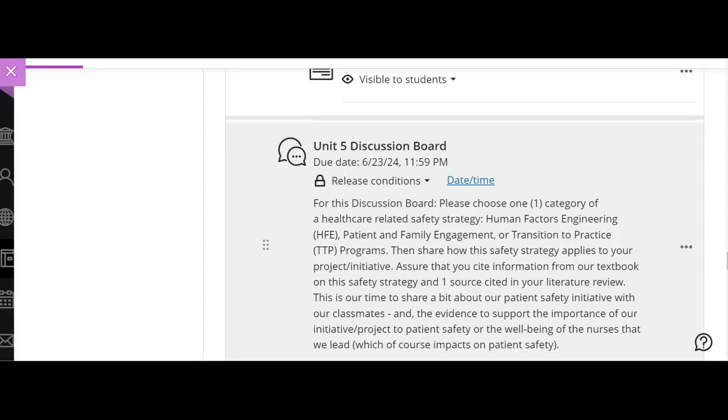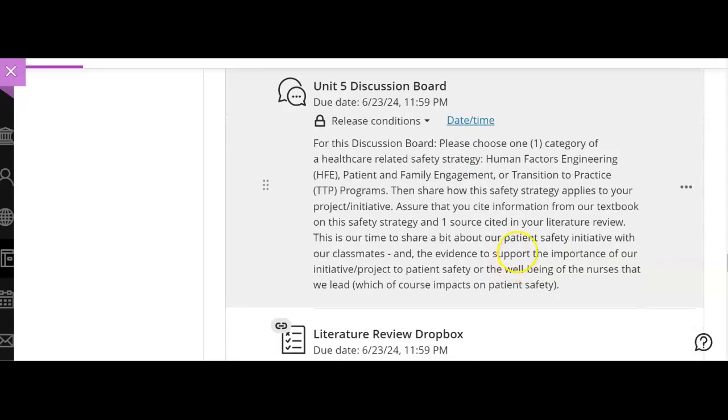But if you find that none of those three factors really applies to your program or your initiative, I will be surprised. Pick which one closest applies to your initiative. So give some information from our text and a source cited in your literature review.